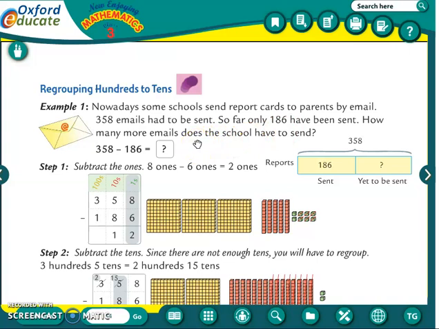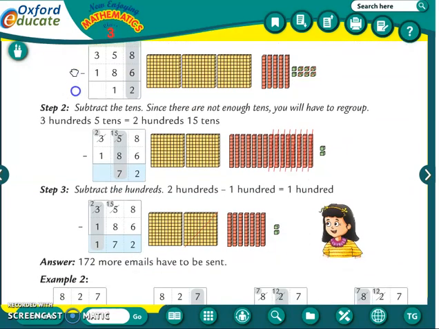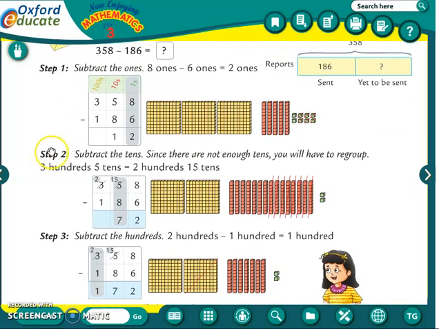So here we have to do minus. And whenever we are doing minus, which means subtraction, we have to remember that we have to write the bigger number first. Okay. So here we will write 358 minus 186. So these are the written 300 and 58.